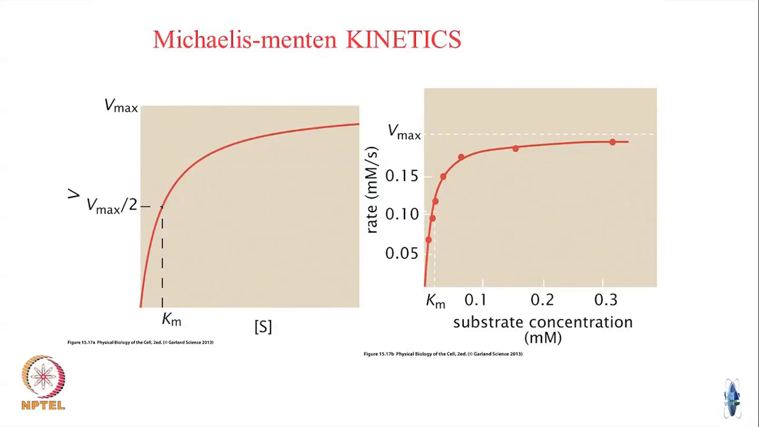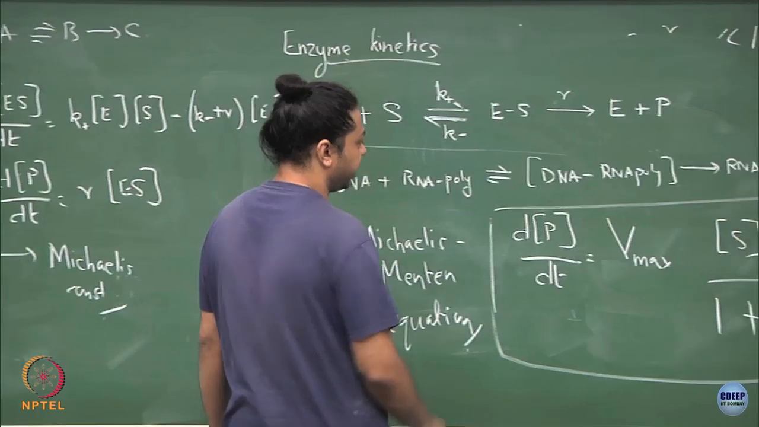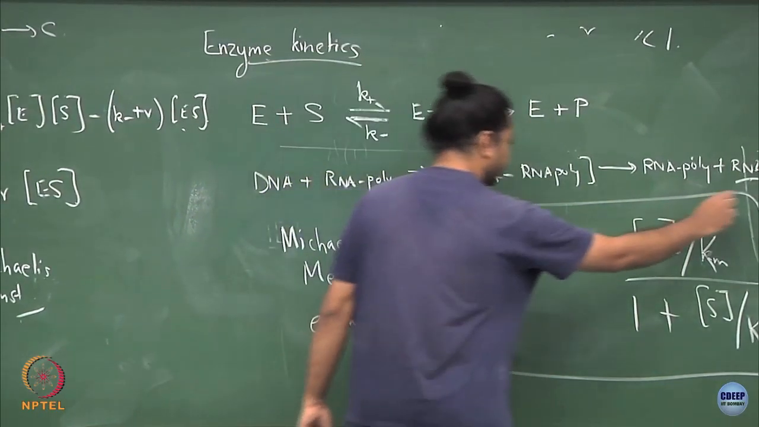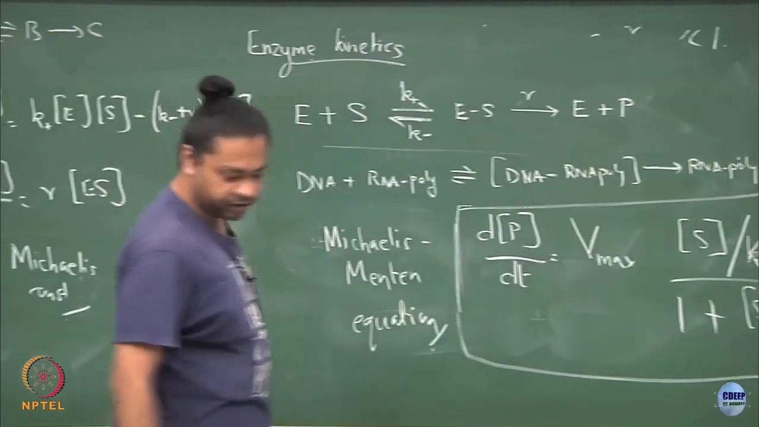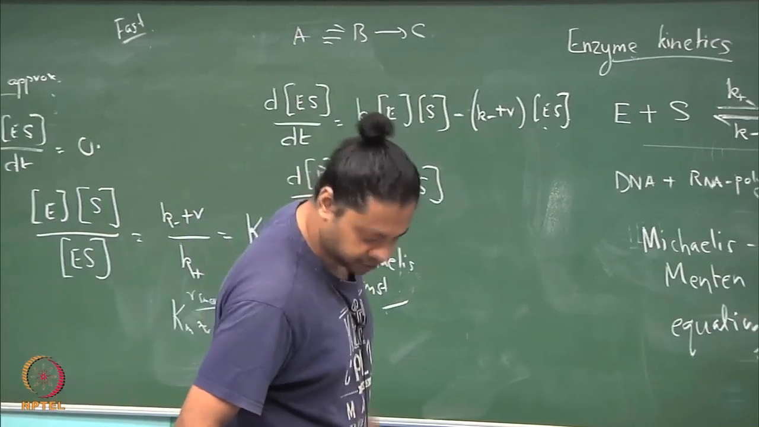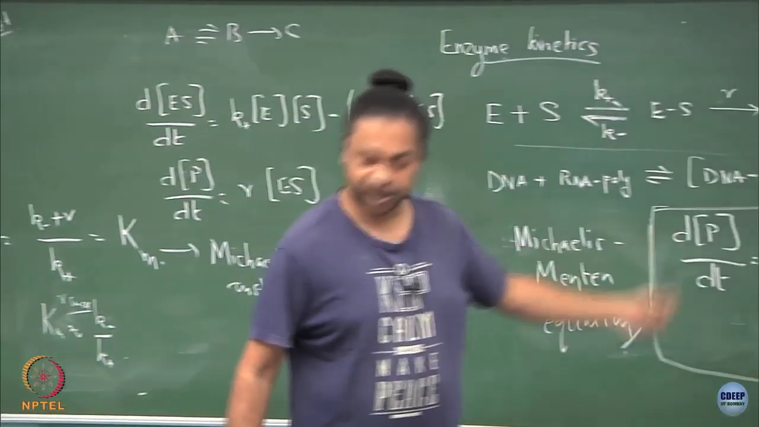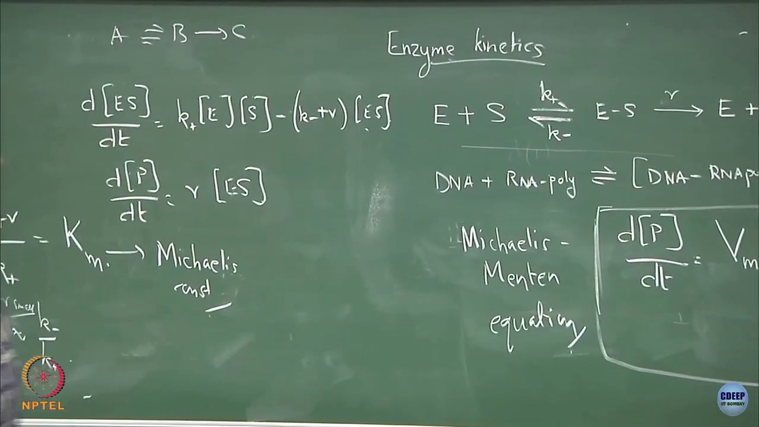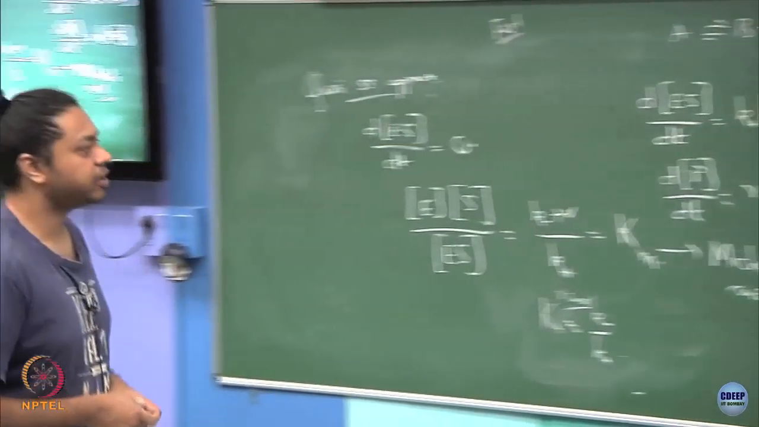You could of course solve this full set of equations explicitly, which is how one gets these curves. I just wanted to cast this product formation equation, the rate at which you get the product, in this form, because this Michaelis-Menten form is often something that you see referred to in various equations. This is again like a Hill function behavior, it is S by 1 plus S with some prefactor, which is the maximum rate of formation of the product.